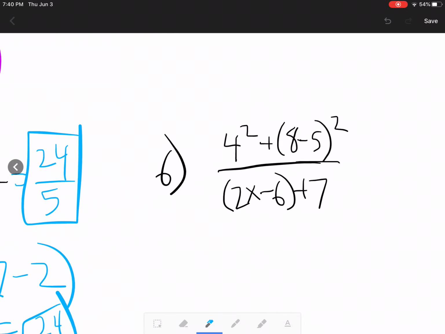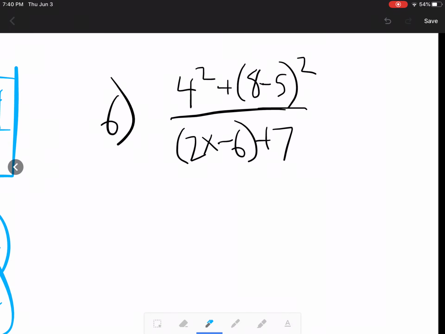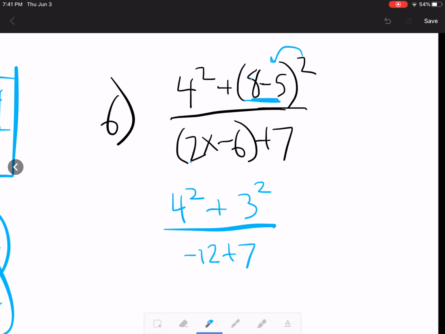Finally, let's look at a slightly more complicated one. So, same thing. Work with your numerator and denominator, and you can kind of do multiple things at the same time, as long as you're following the rules. So, what I'll do is at least take my time and go 4 squared plus, what's 8 minus 5? That'd be 3, squaring that. Now, you gotta be careful. The square is only going to this, not to everything else. All of that is over 2 times negative 6, which is going to be negative 12 plus 7.